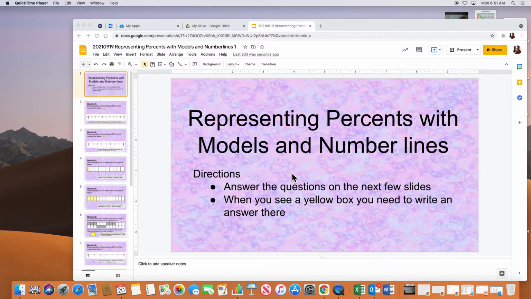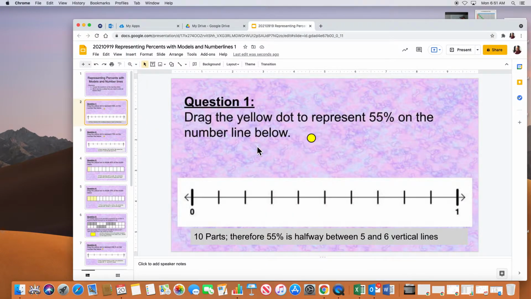Okay, representing percents with models and number lines. Let's get started. We had this assigned to us before, but it's worth a good review. Go to the next slide.